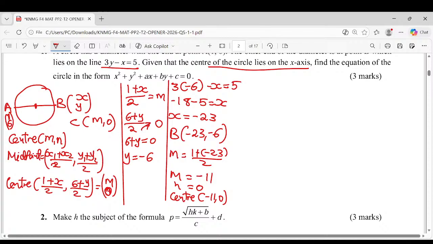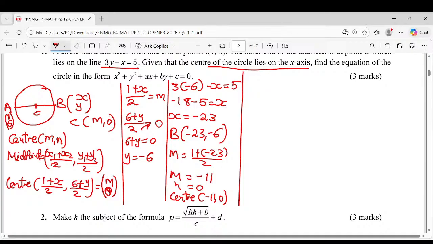You can see how the question paper is very standardized. After getting our center, we can also now proceed and get the radius of the circle. How are we going to get the radius of this particular circle? Let us get the radius of the circle. So before we get the radius, if the center here is C, allow me to get the vector CB.